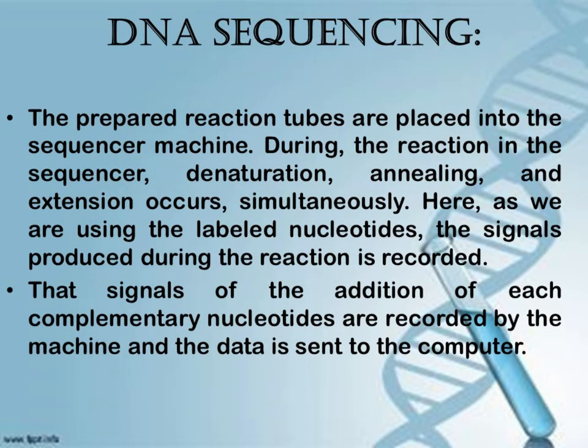After finally preparing for sequencing, now we can perform DNA sequencing, and the prepared reaction tubes are placed into the sequencer machine. During the reaction in the sequencer, denaturation, annealing and extension occur simultaneously. Here, as we are using labeled nucleotides, the signals produced during the reaction are recorded. The signals of the addition of each complementary nucleotide are recorded by the machine and the data is sent to the computer.